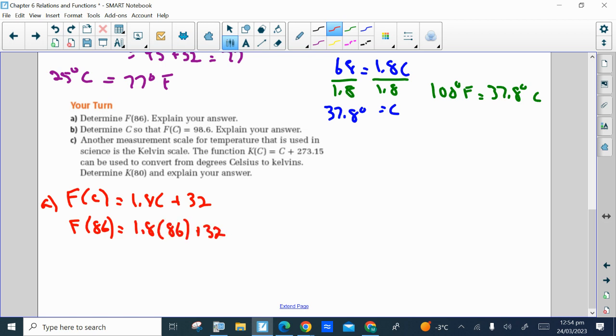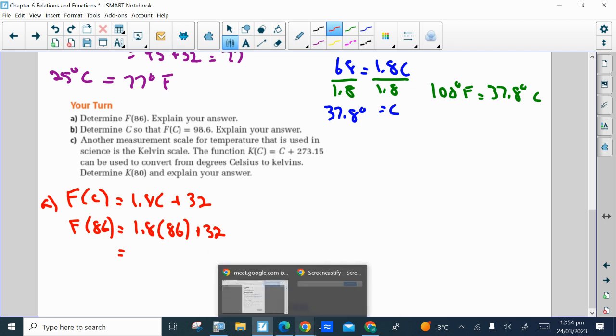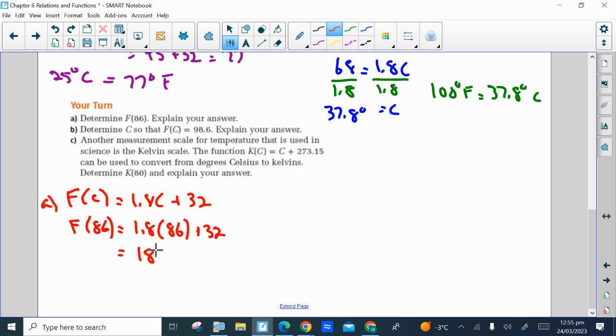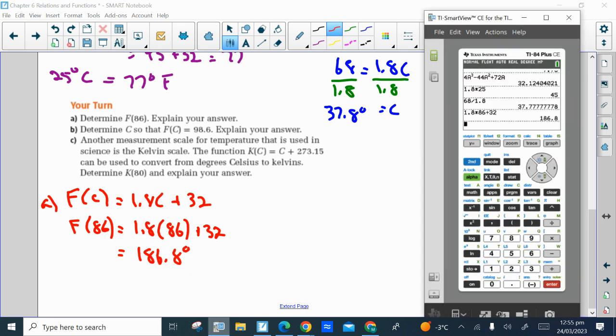This is saying that the temperature is 86 degrees Celsius. That's what C represents, the temperature in degrees Celsius. It never gets that hot here, and we're going to see that the answer in Fahrenheit is going to be quite a large number. Most calculators will do order of operations, so we can put it all in one step. 186.8 degrees Fahrenheit is what that would be.